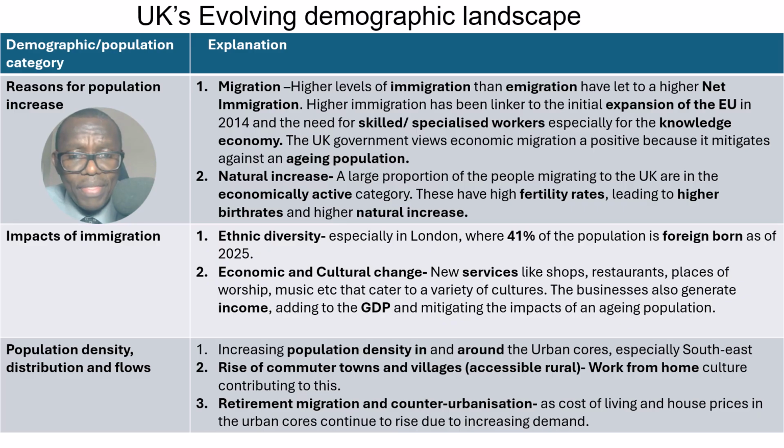And then the second reason for why the UK has had quite a bit of immigration is because there is a need for skilled and specialized workers, especially in the knowledge economy. So the UK government views economic migration as a positive because it mitigates against an aging population. Now, what does that mean?